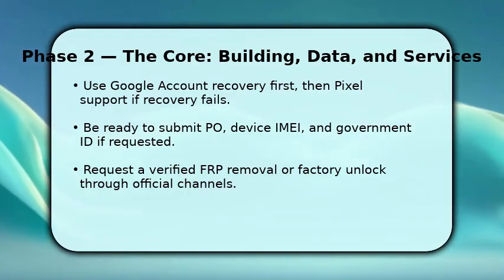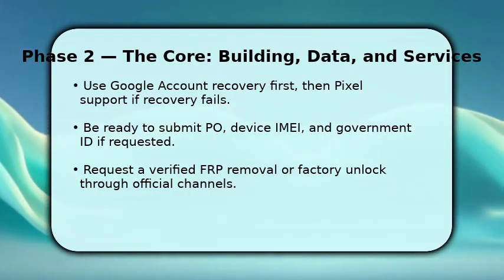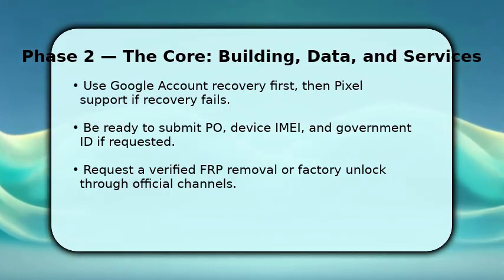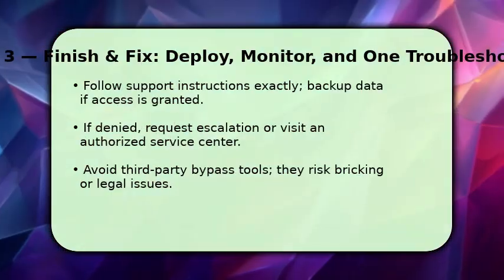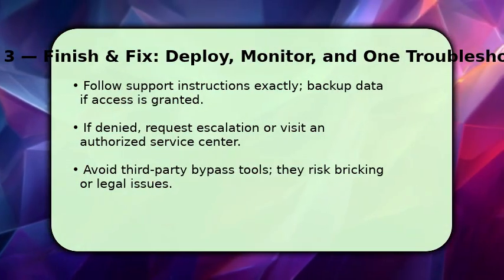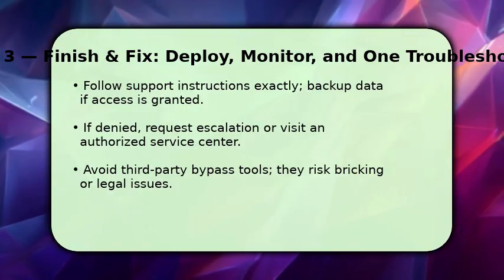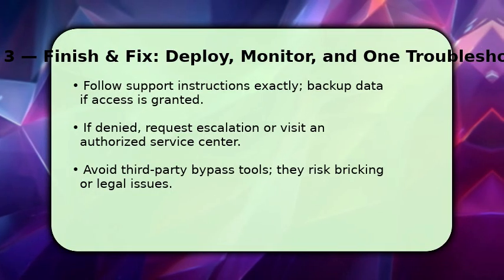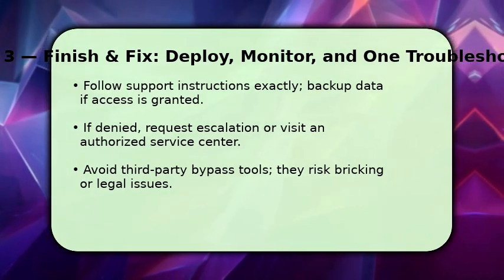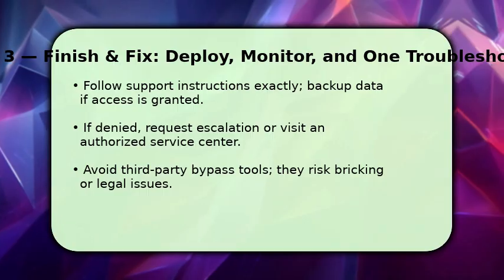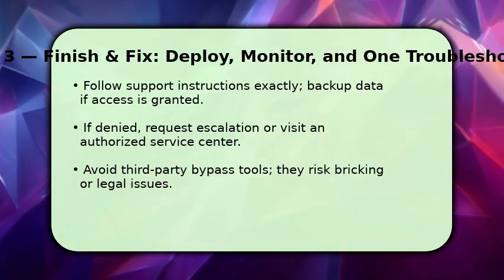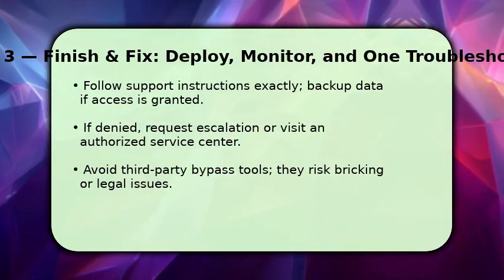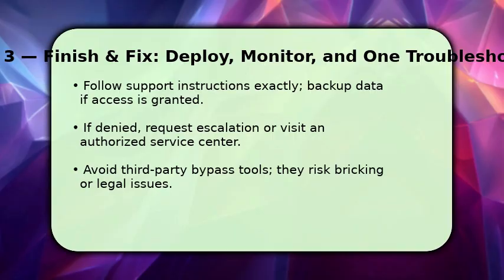Official channels preserve security and warranty, and they'll guide you on validated steps specific to your Pixel 3a model and OS build. Finally, follow the official instructions you receive. If you regain access, back up your data immediately and remove or update account credentials as advised. If support can't verify ownership, request escalation or visit an authorized service center with original documents in person. Make sure to keep records of all communications.